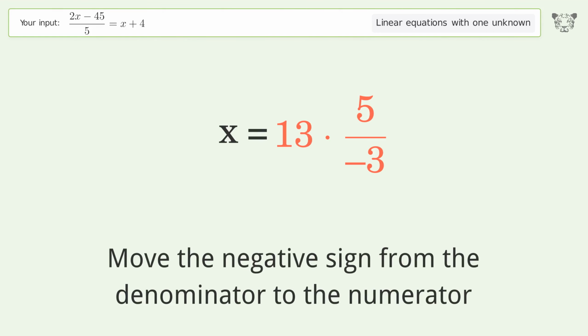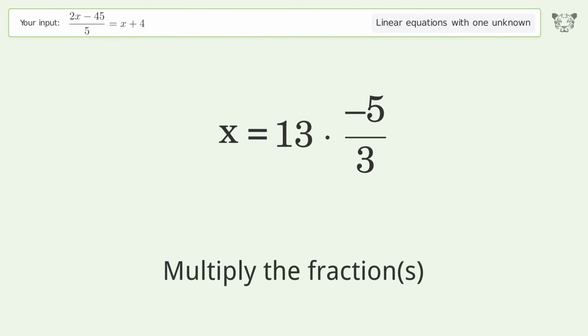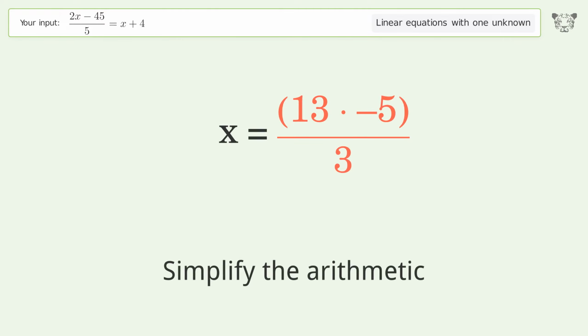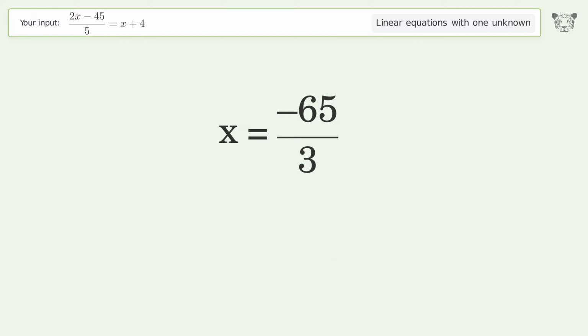Move the negative sign from the denominator to the numerator. Multiply the fractions. Simplify the arithmetic. And so the final result is x equals -65/3.